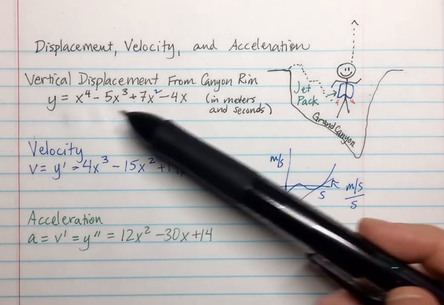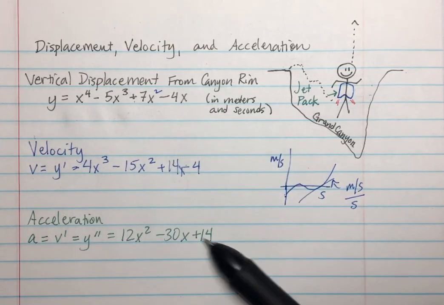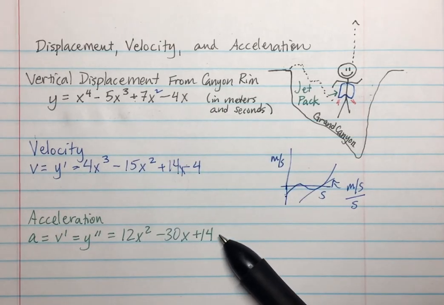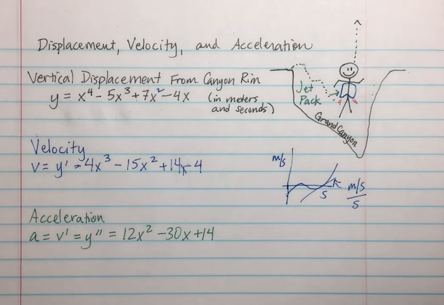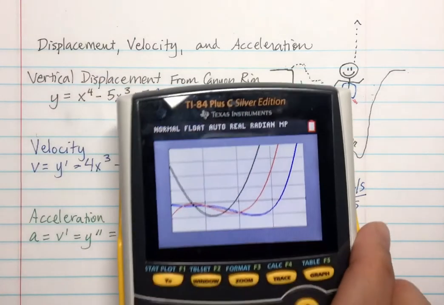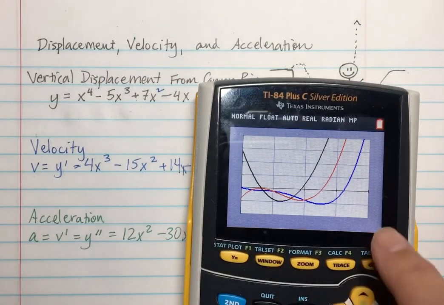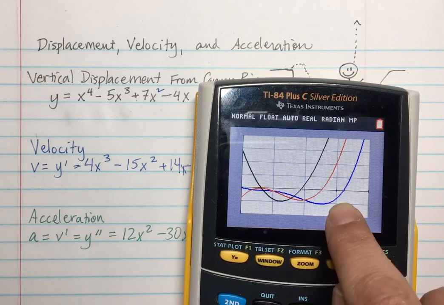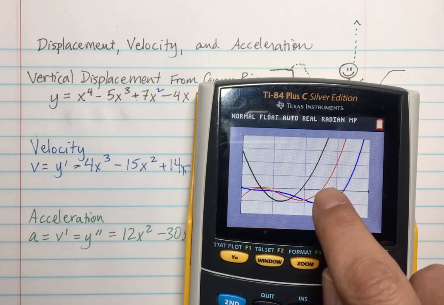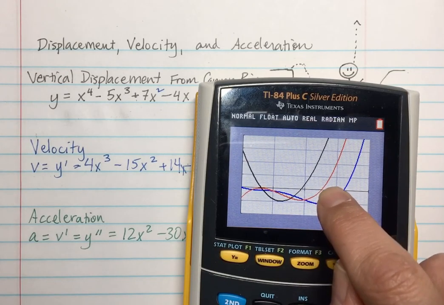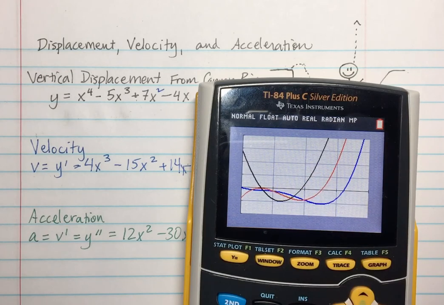So having our original function, then our first derivative, second derivative, we can tell a lot of what's going on. Here's all 3 graphs together, and I know this is a lot to look at. So in blue is the original quartic function. In red is our first derivative, the cubic, and in black we have the acceleration, which is quadratic.